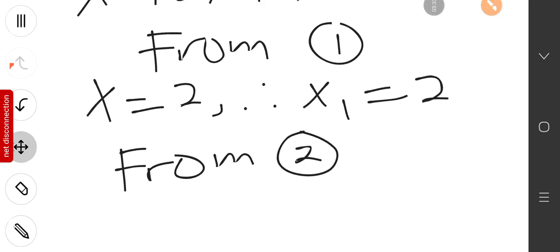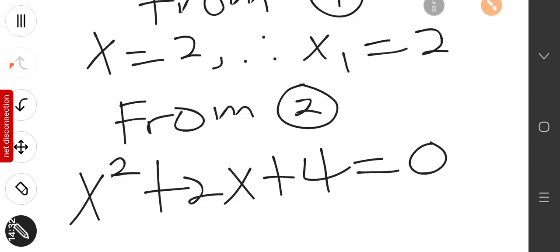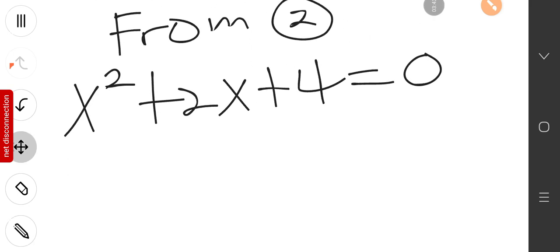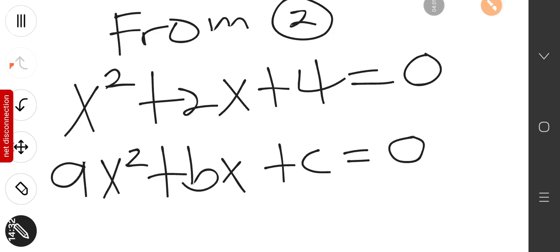Now from equation 2, x squared plus 2x plus 4 equals 0. This is a quadratic equation, and so we can solve it using the quadratic formula. Before we apply the quadratic formula, we need to know the various components of the quadratic formula. To know that, we quote ax squared plus bx plus c equals 0, also a quadratic equation.